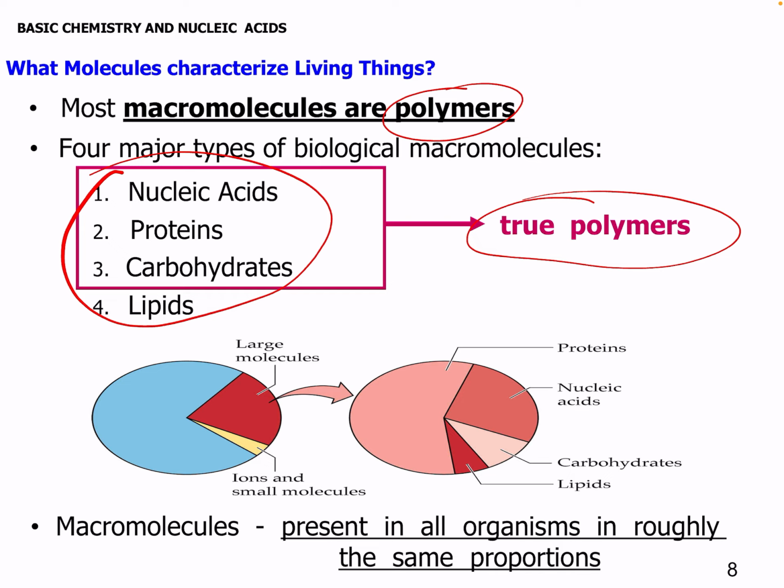So macromolecules are present in all organisms in roughly the same proportions. You can see the proportions. Most of us are made out of largely proteins. We have quite a bit of nucleic acids, which is our DNA and stuff like that. We have our carbohydrates, mainly used for energy, and lipids in our cell membranes and other stuff like that.